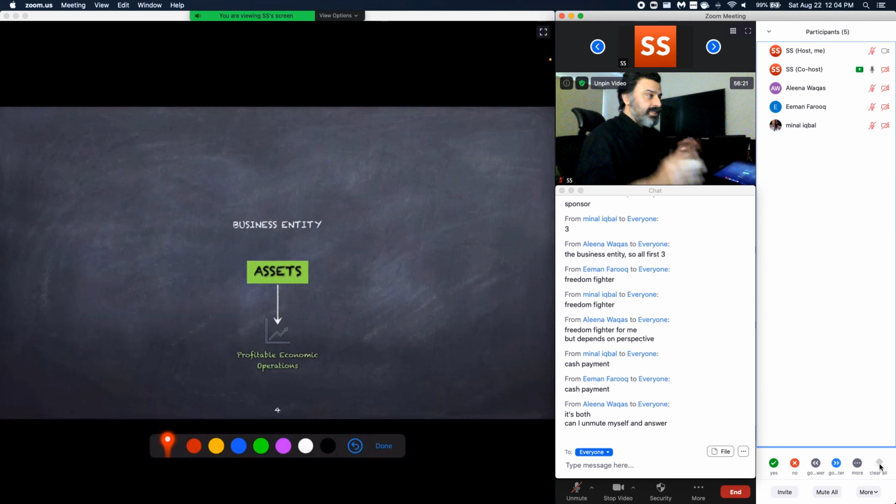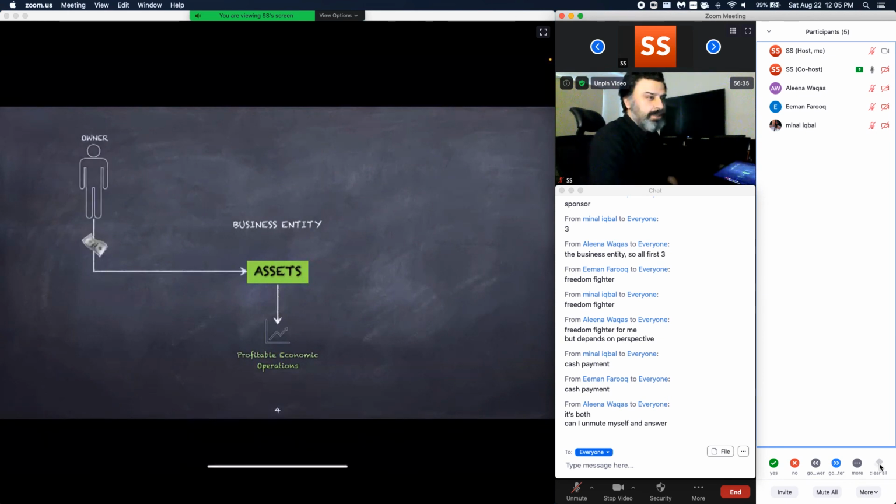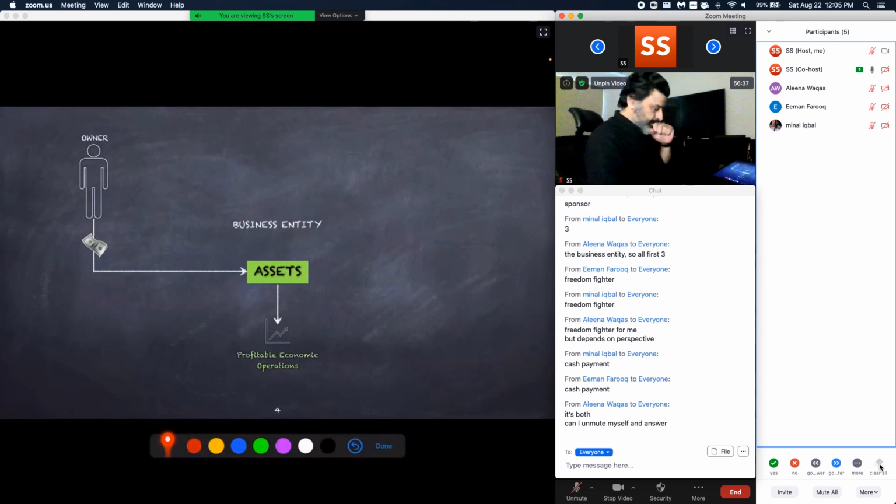You need to keep your owner separate from you. And who are you? You're the business entity here, right? So you need to keep your owner separate from you. So if you need these assets, who are you going to refer to? Comes the owner in the picture, literally speaking, right? So the owner is going to provide you with all the money that you need in order to acquire or buy these assets, and these assets will enable you to sustain a profitable or an economic operation, right?